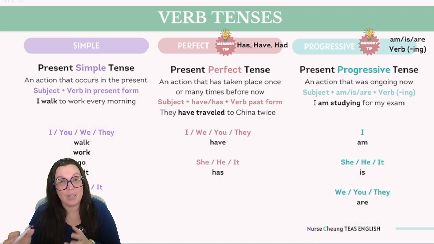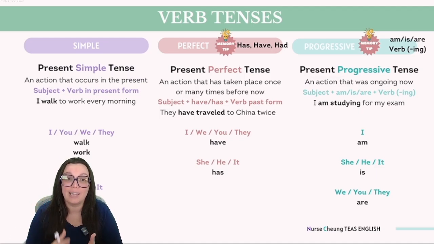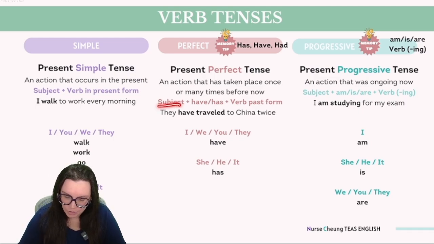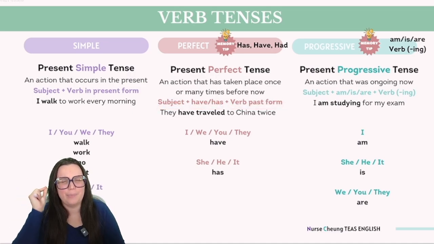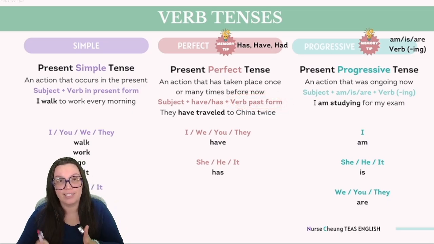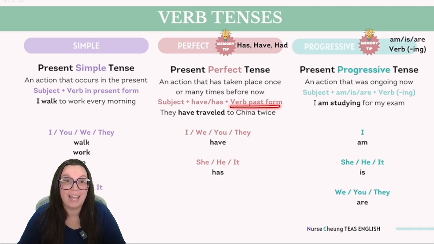Present perfect tense. When we're talking about this one, the tense describes an action that has occurred once or several times before the present moment. The structure of this kind of sentence will be the subject plus have or has, and the verb is going to remain in past form. That is the biggest key indicator I can give you whenever we're talking about perfect tense, is that verb, no matter which one we're talking about, past, present, or future, is always going to remain in past form. So in this example, we have they, which is our subject, have traveled, which have is our perfect present tense, traveled is our verb in its past form, to China twice.